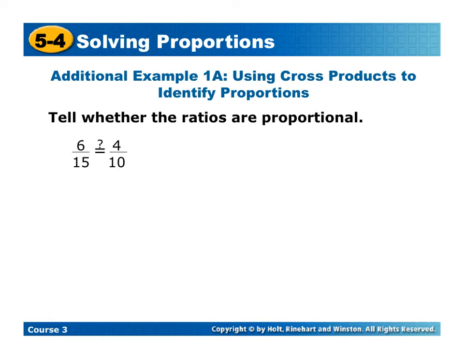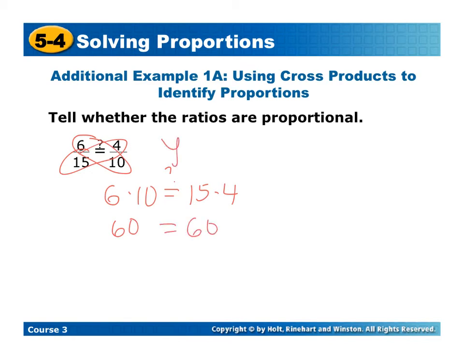So let's look at what this looks like. Here we have 6/15 and 4/10. We're going to create a cross product. 6 times 10, we're going to see if it's equal to 15 times 4. Well, 6 times 10 is 60. 15 times 4 is also 60. So yes, these are proportional.